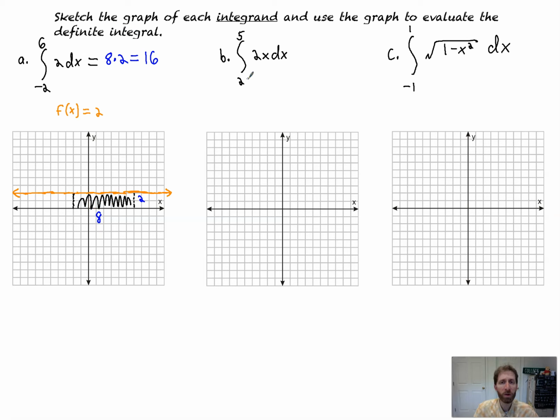Okay, for this one right here, we've got the definite integral from 2 to 5 of 2x dx. So what we're going to do is we are going to graph out y equals 2x. That's our function right there. So that's got a y-intercept of 0, and then a rise and run of 2 over 1. So up 2 over 1, up 2 over 1, up 2 over 1, down 2 left 1, down 2 left 1, and so on and so forth.